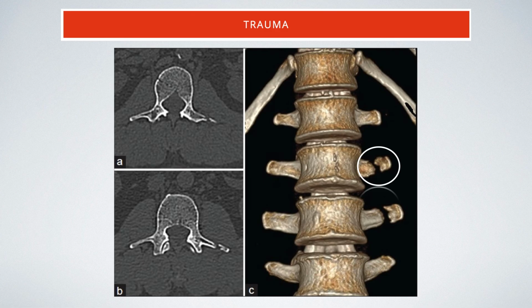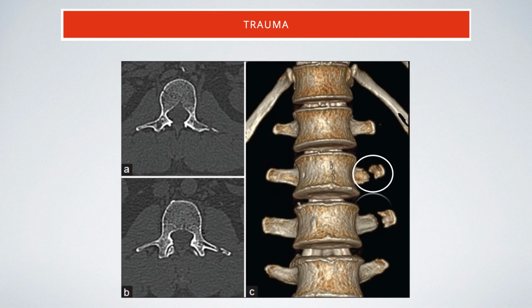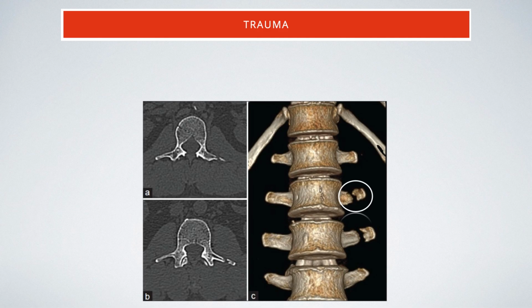Transverse process fractures involve the transverse process only, meaning they do not extend into the lamina, the pedicle, the body, or the facet complex. Isolated transverse process fractures also don't result in any ligamentous injury and are therefore considered stable spine injuries.